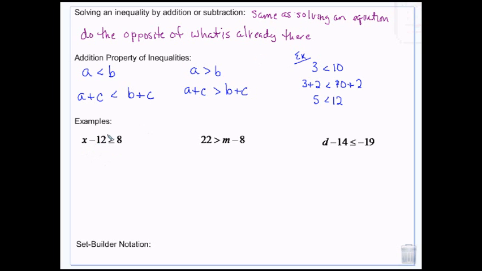x minus 12 is greater than or equal to 8. Okay, to get rid of this minus 12, I'm going to add 12 to both sides, just the same as if there was an equal sign here. It's greater than or equal, nothing changed. It stays greater than or equal, and it becomes 20. Okay. Doesn't matter what side we're on, m minus 8. I'm going to add 8 to both sides.